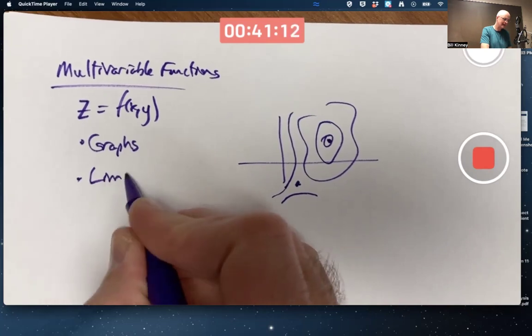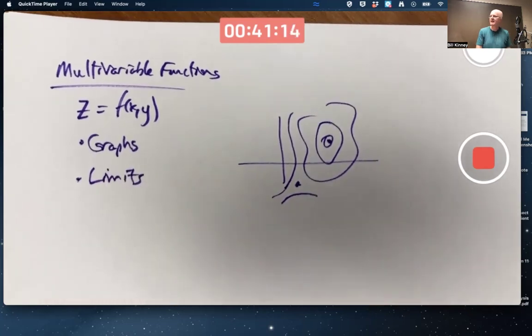Limits. Oh, limits was always really tricky because weird things could happen. Well, we did have some basic kinds of problems that we thought about. It came up on exam 2 or 3, one of those 2 exams.